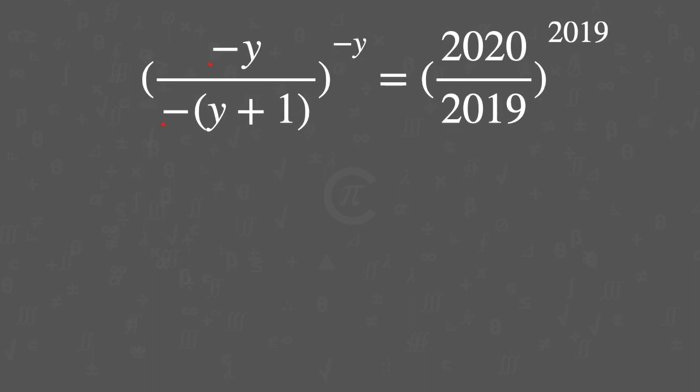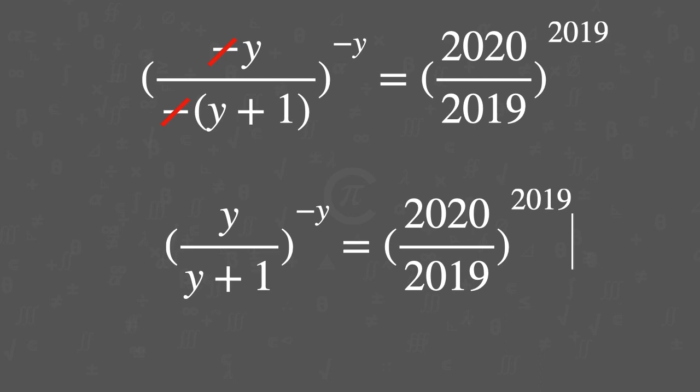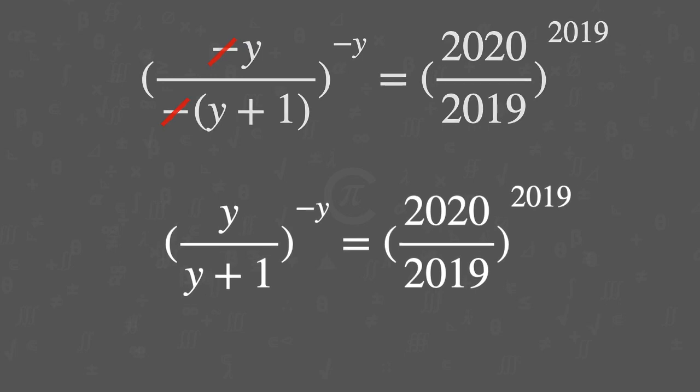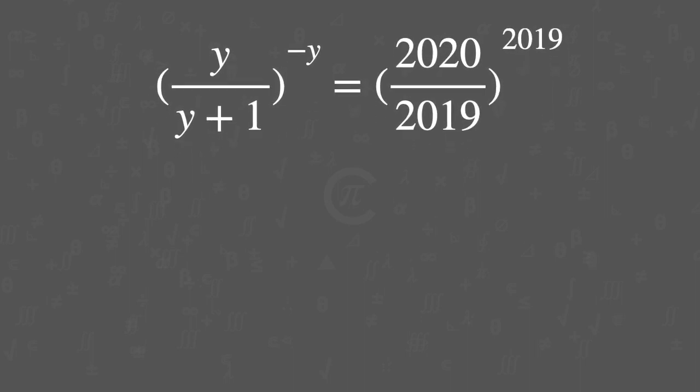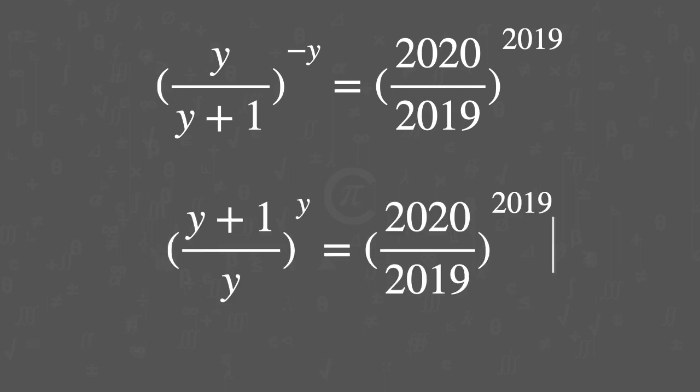Now if we cancel minus from the numerator and denominator both, we get (y/(y+1))^(-y), which equals 2020/2019. Now we know the property of exponents, that is (a/b) to the whole power of negative n equals (b/a) to the whole power n.